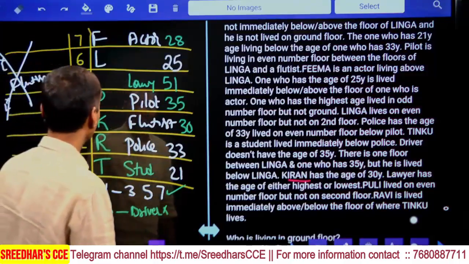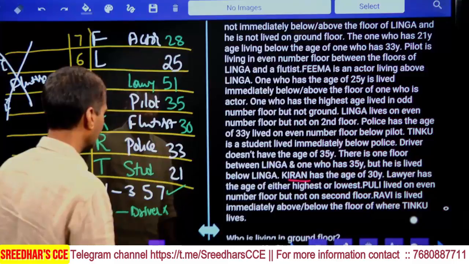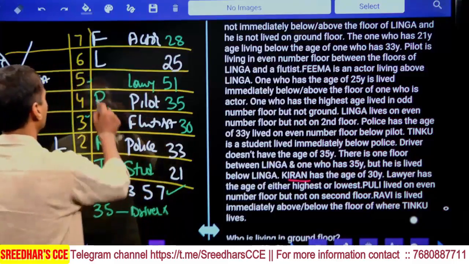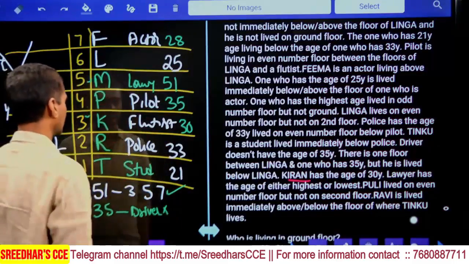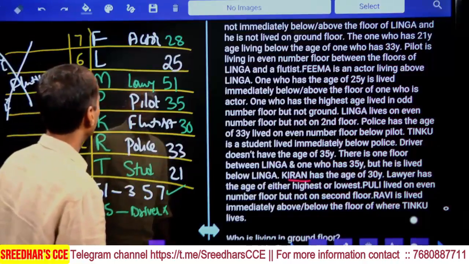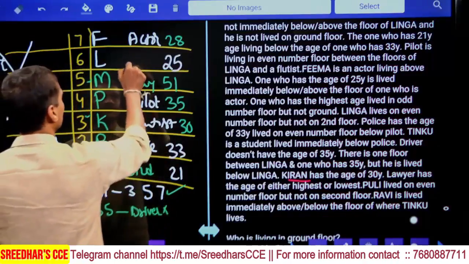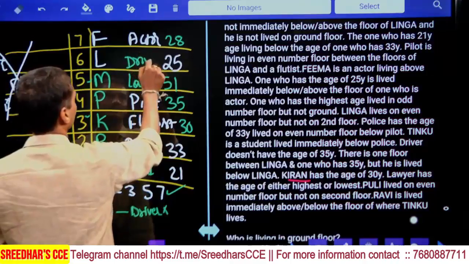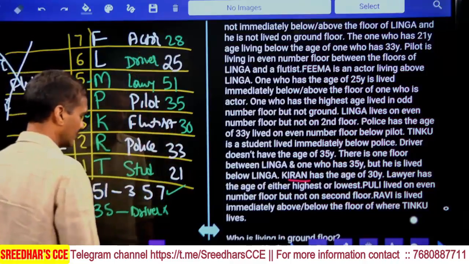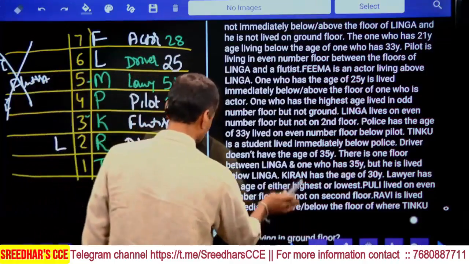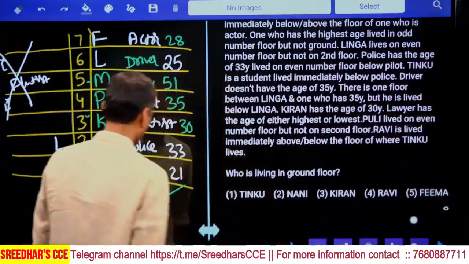If Ravi is on the second floor, then who is the other person left over here? M is the person left over. M must be on the fifth floor. Then what is the profession left over here? Driver is the profession left, and this Linga is the driver. Linga is the driver.